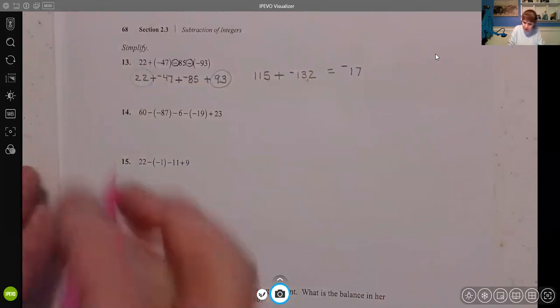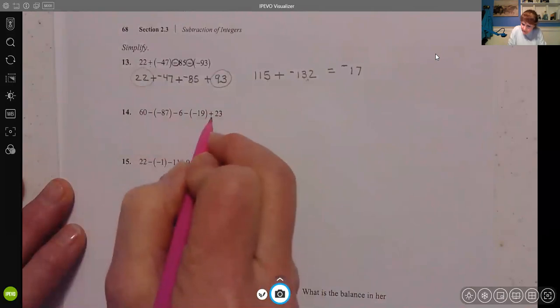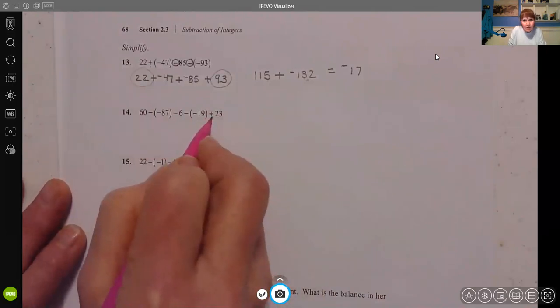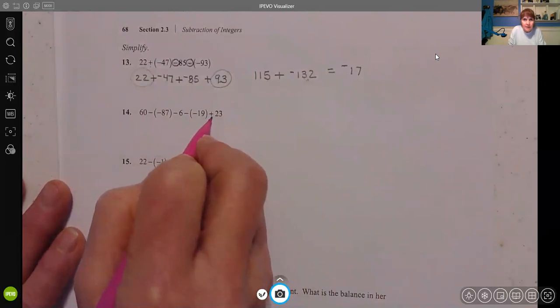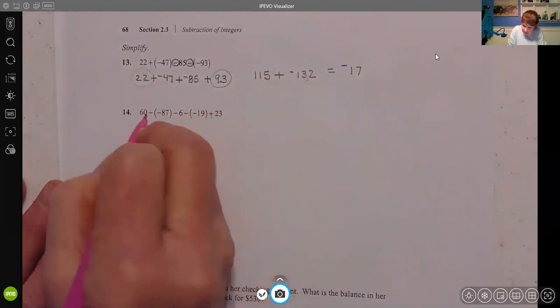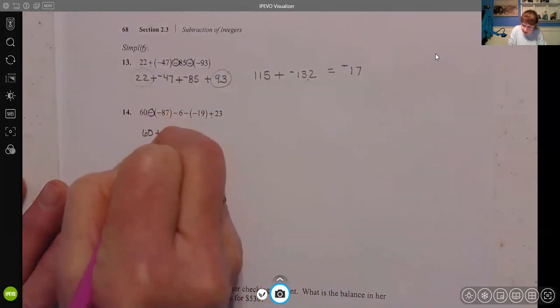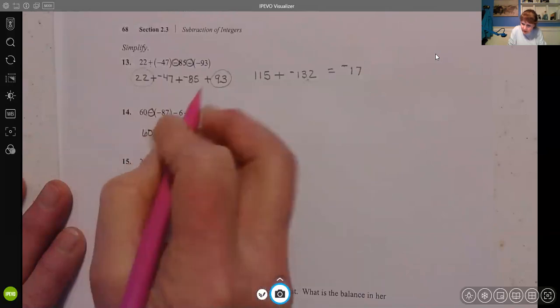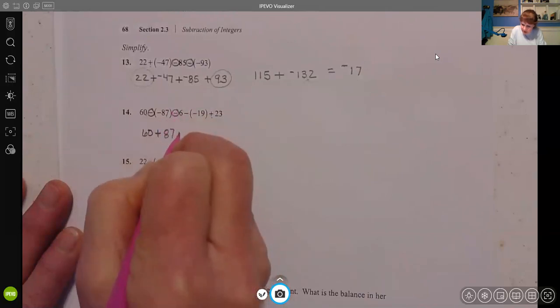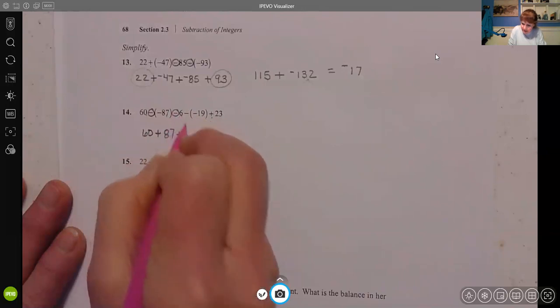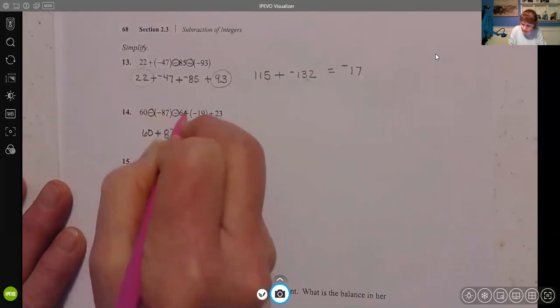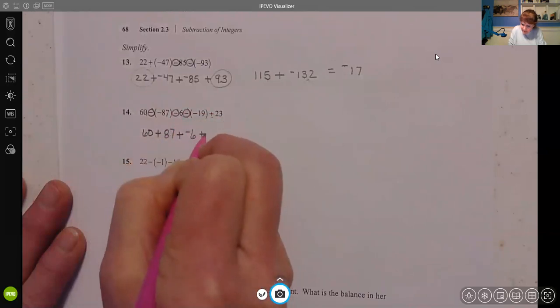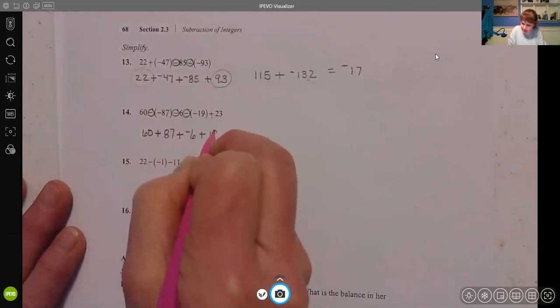Again, I have a stream of this here. We're going to leave the additions alone. We like them, but we're going to change any subtraction we run into to an addition and then change the sign on the next number. So we'll start with 60. We leave it. Then we change the subtraction to addition. That negative 87 becomes a positive 87. Then we change this subtraction to a plus, and the 6 becomes a negative 6. Then we change that to addition, and the negative 19 becomes a positive 19.